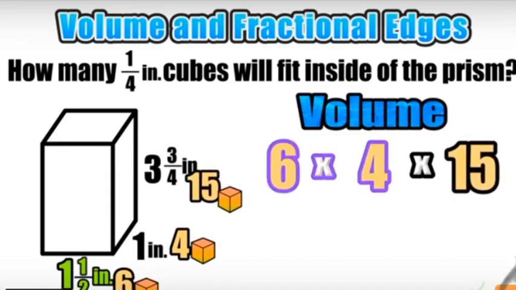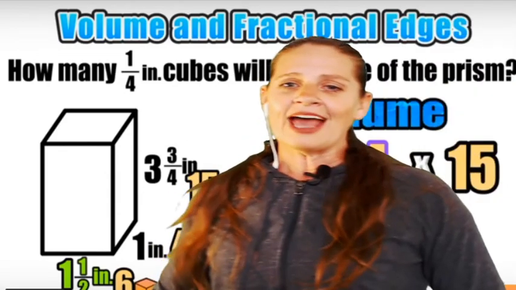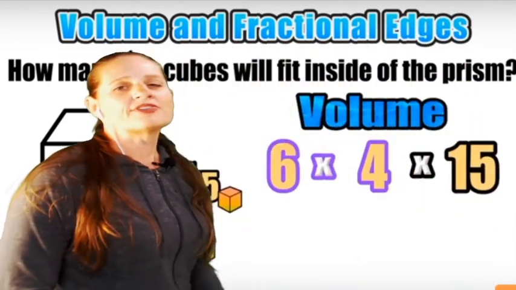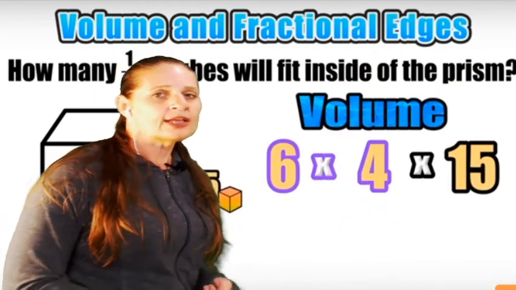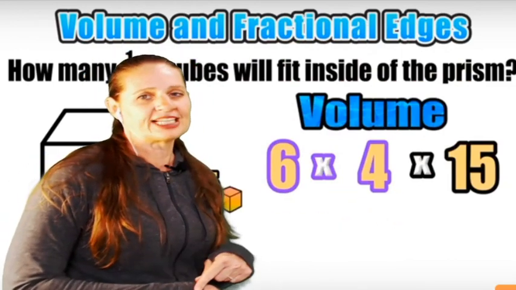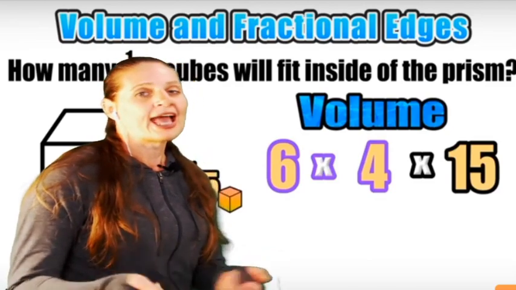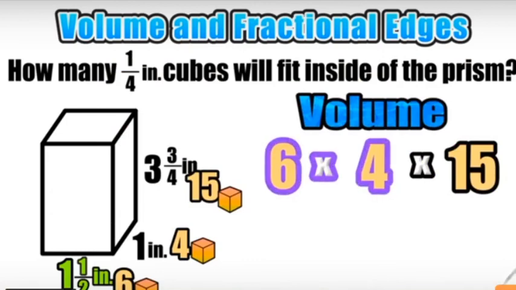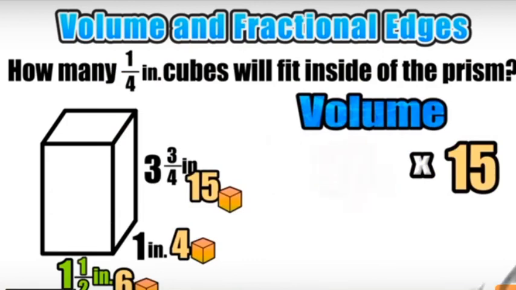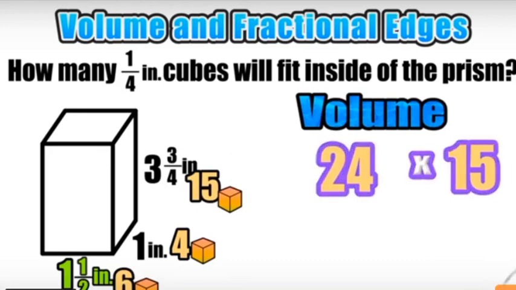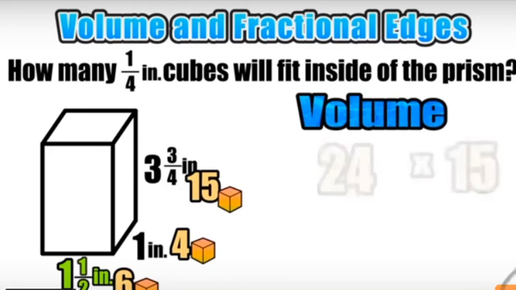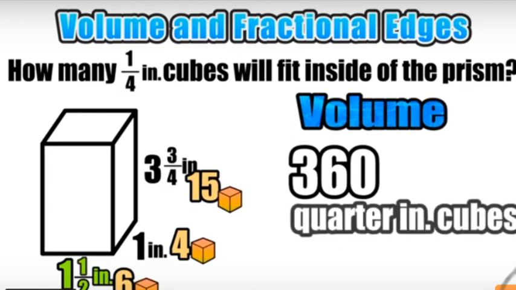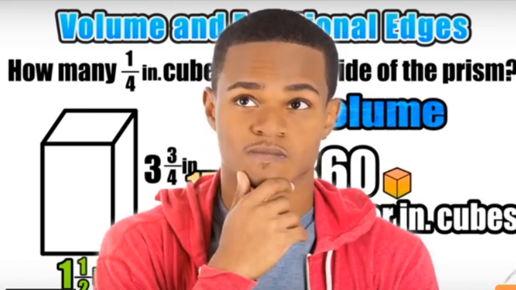And now to find the volume, you have to multiply 6 times 4, take the answer and multiply it by 15. Go ahead and write it on your paper and let's see if you get it correct. All we have to do is multiply 6 times 4, which is 24, multiplied by 15, which results in our volume. So we can conclude that it would take 360 1/4 inch cubes to fill the entire prism.